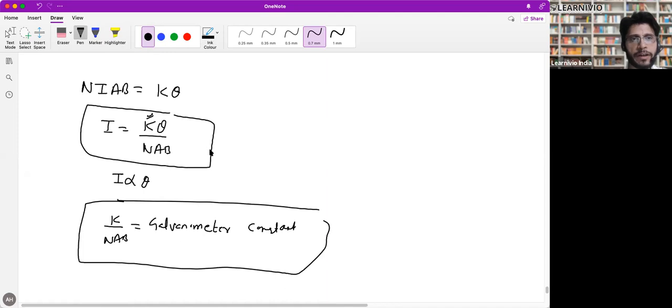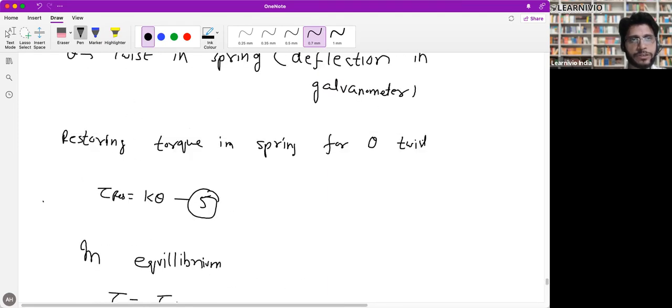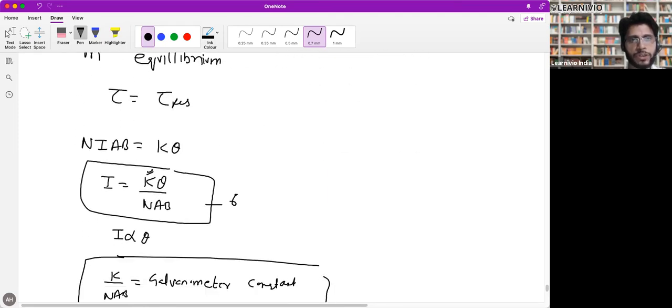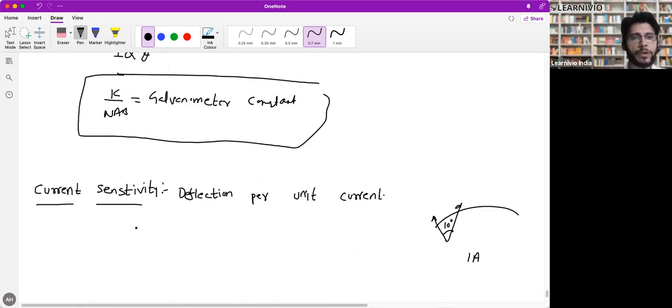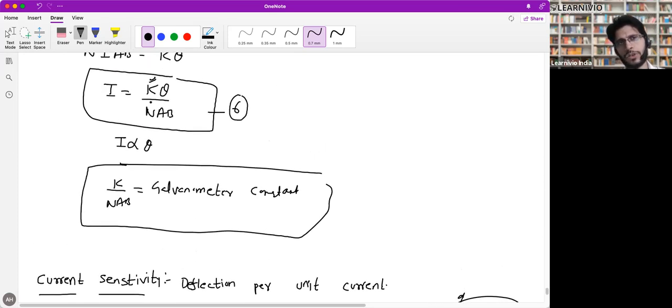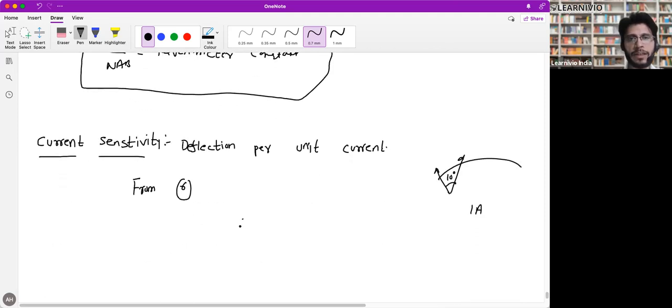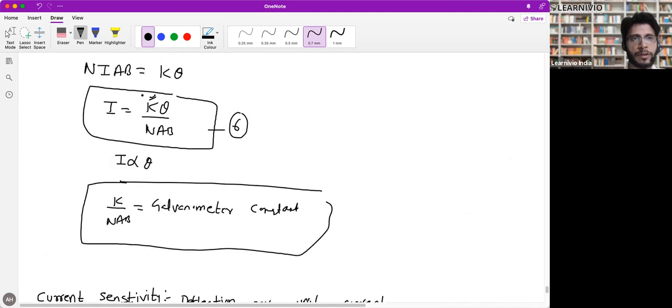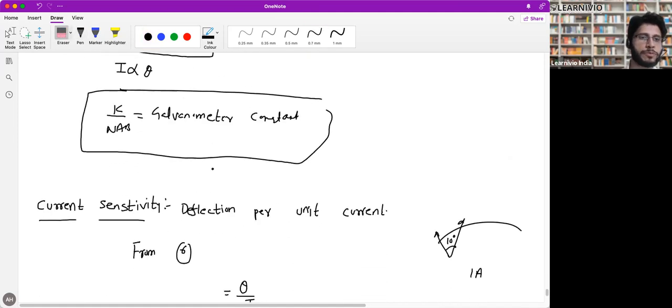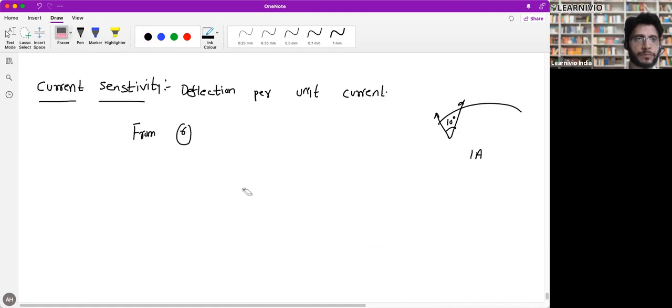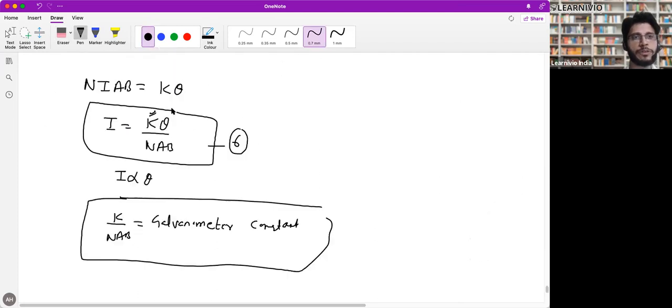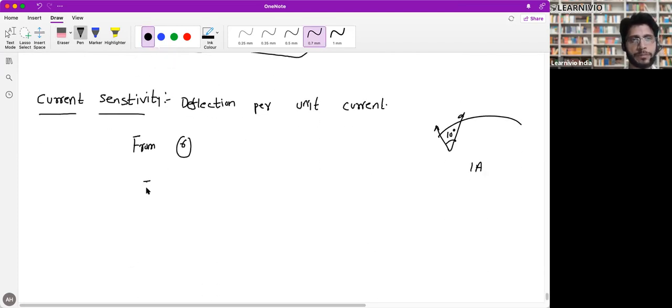We can calculate current sensitivity from this equation. Let's name this equation as equation number 6. From equation number 6, we can calculate current sensitivity. What is current sensitivity? It is theta by I. So from 6, you can write theta by I as, so this is equation number 6. Now I is K theta by NAB.